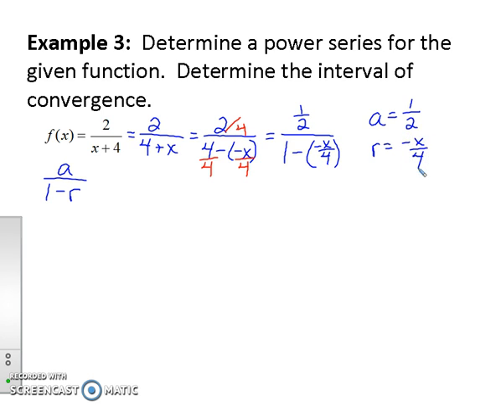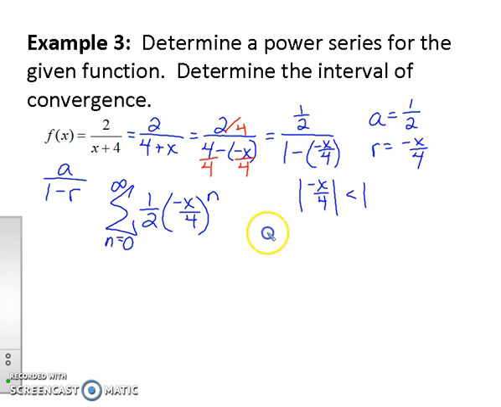So my sigma notation then would be the sum from n equals 0 to infinity of a times r to the n. So there's your sigma notation. Now the next thing they want you to do is they want you to determine the interval of convergence for that. So remember, the way that the interval of convergence works is we take whatever the absolute value of r is, and we need it to be less than 1, which means that r needs to be between -1 and +1. So then we solve for x there.